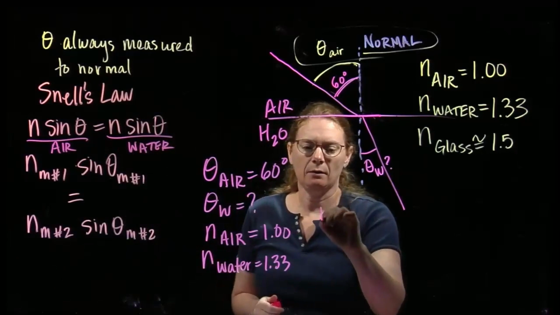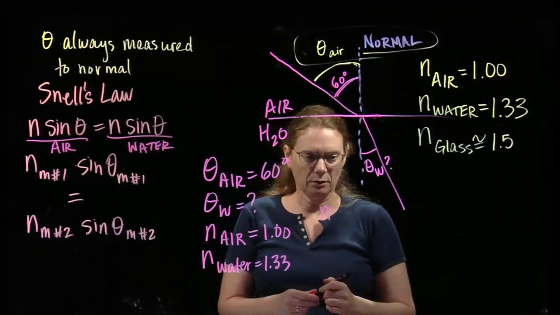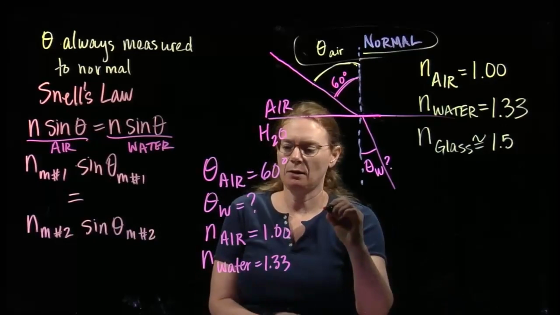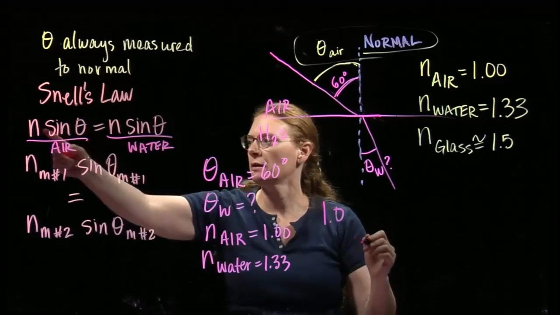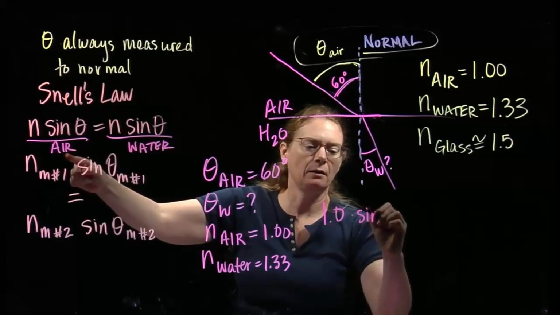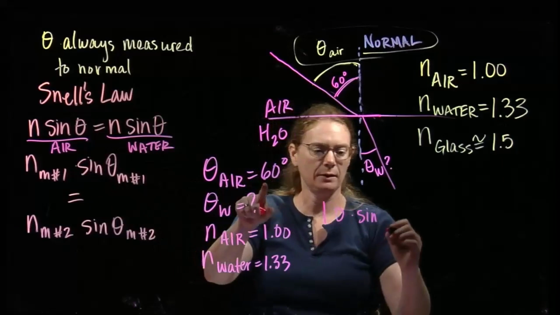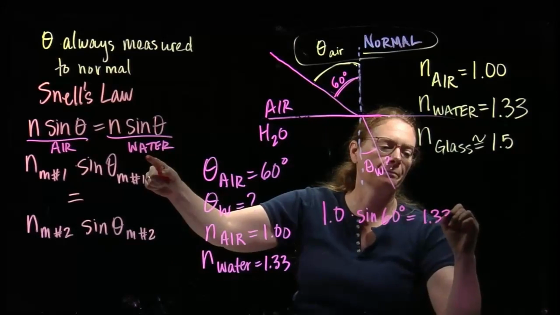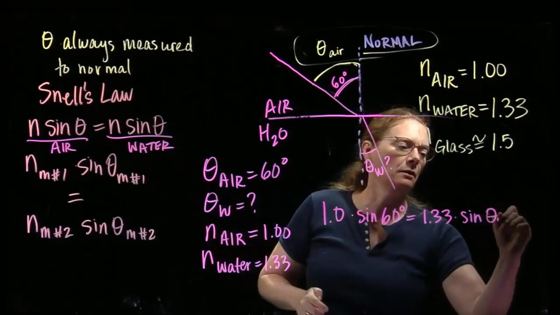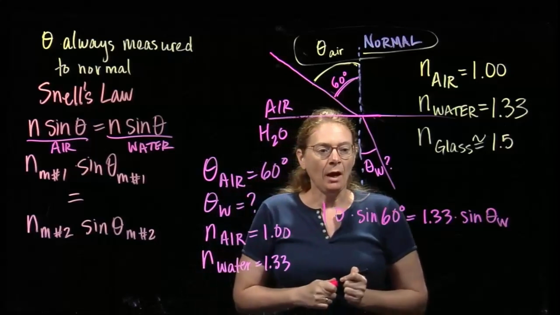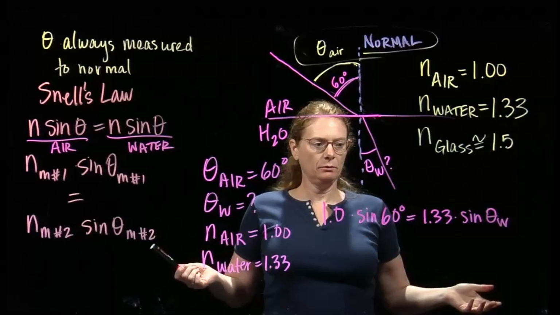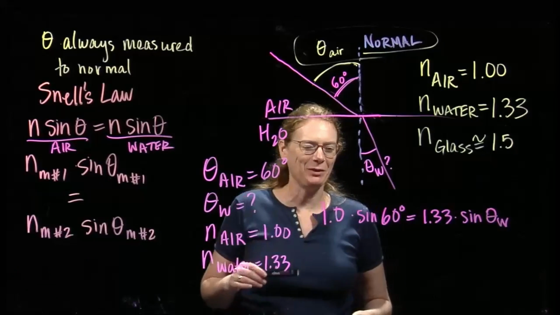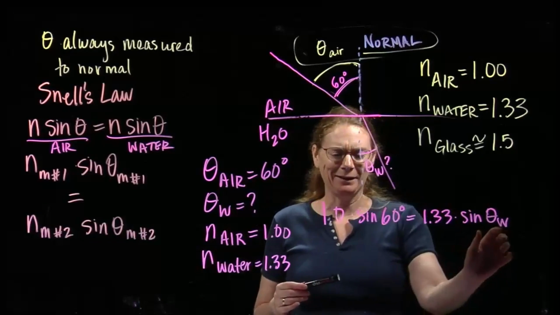So n sine theta. So 1.0 is the index of refraction of air, times the sine of the angle in air, 60, equals index of refraction of water, 1.33, times the sine of the angle in water. All right, there's only one unknown. It is solvable. But if you've been away from your math for a little bit, you might have trouble remembering how to get an angle out.